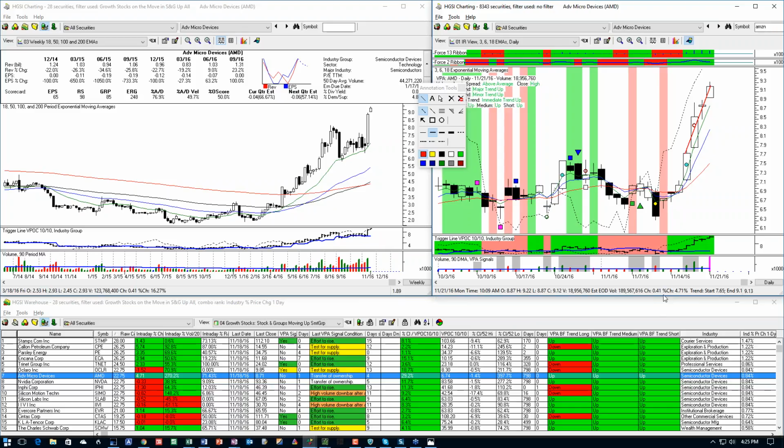That's up another 41 cents is all. 4.71%. But I saw it and I didn't take it, even though it was giving me a VPA signal and the VPOC. Look how far the VPOC, or the candle, or the bar, I should say, is away from the VPOC line, which just confirms what's going on here.